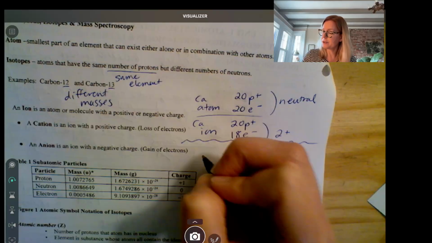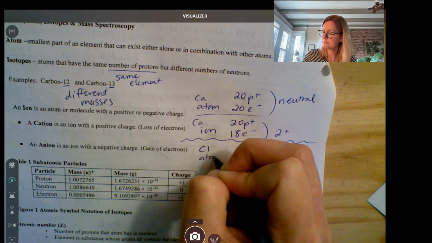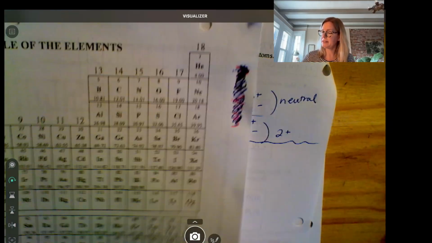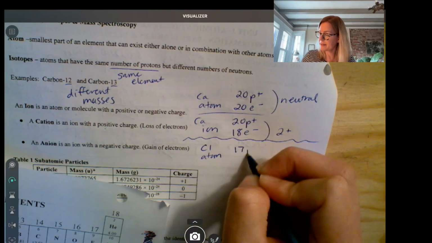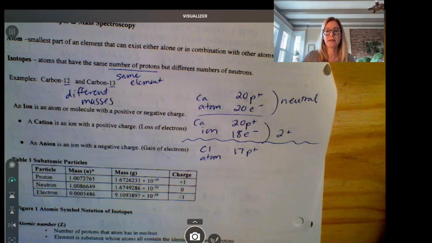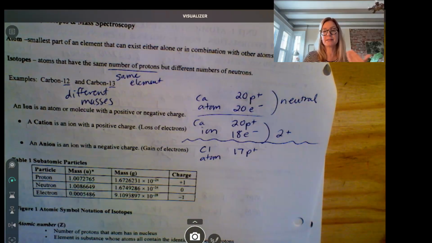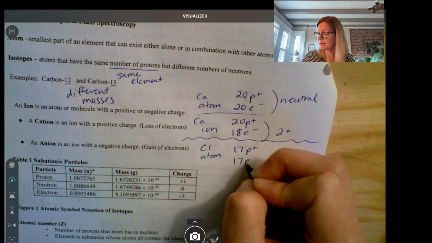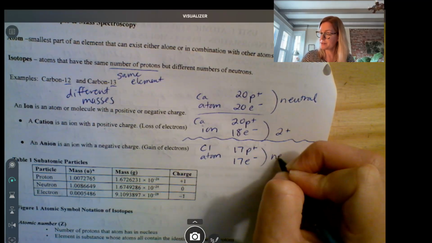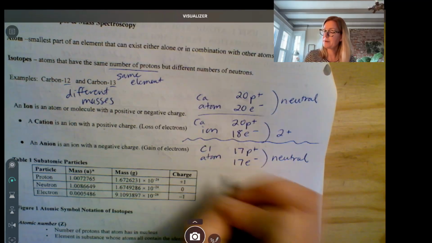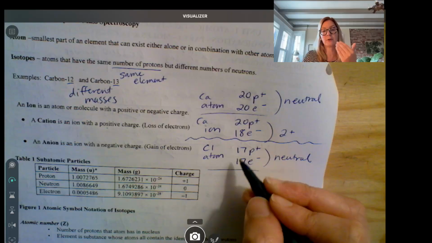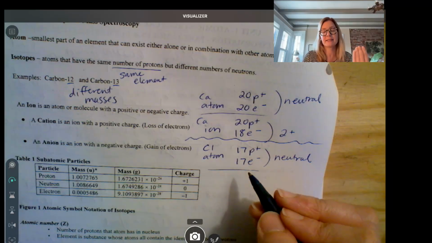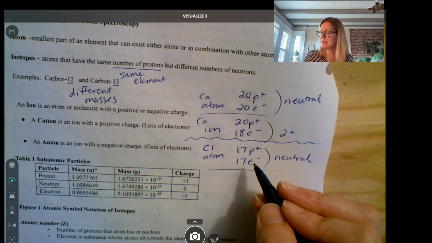Something like chlorine. Okay, chlorine is right here. Its atomic number is 17. So a chlorine atom has 17 protons, okay? And because it's an atom, the protons are equal to the number of electrons, 17 electrons. So overall, this is neutral. But when chlorine forms an ion, it tends to gain electrons, okay? Chlorine has 7 valence electrons. It needs 8 to be stable. So it tends to gain an extra electron.